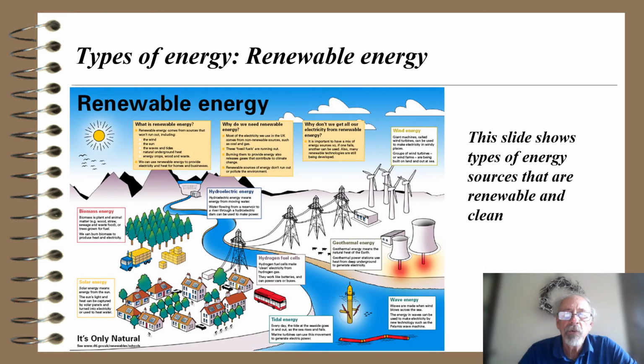My last slide, renewable energy. This shows the types of energy sources that are renewable and clean. Some of these things you see are the sun that's shining there, the solar energy, biomass energy. So again, solar energy from solar arrays on people's houses and so forth. Tide energy, wave energy, hydrogen fuel cells, hydroelectric energy, wind energy, and geothermal energy. All these things are renewable and they don't pollute.